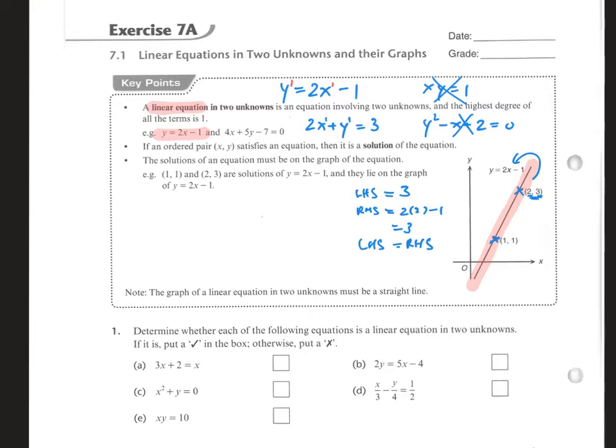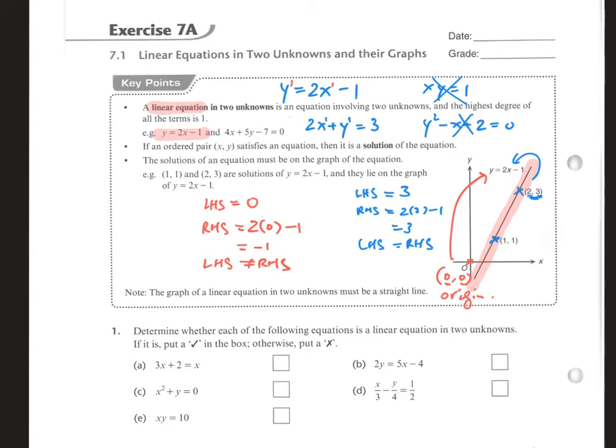Now we try to check a point which is not on the straight line. For example, (0, 0), which is called the origin as well. If you put (0, 0) into this equation, you have the following result. The left-hand side is y, which is 0. On the right-hand side, putting x to be 0, you have 2 times 0 minus 1, which is -1. They are different from each other, which means the point is not on the straight line.